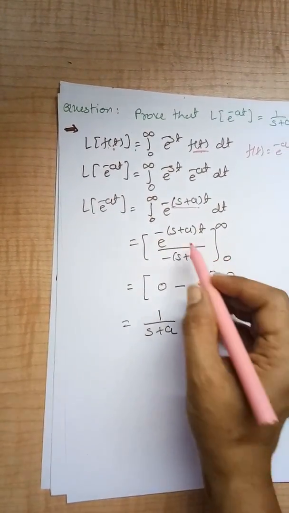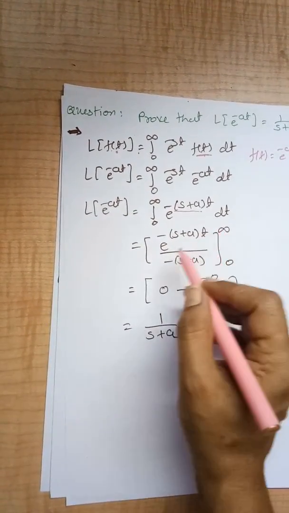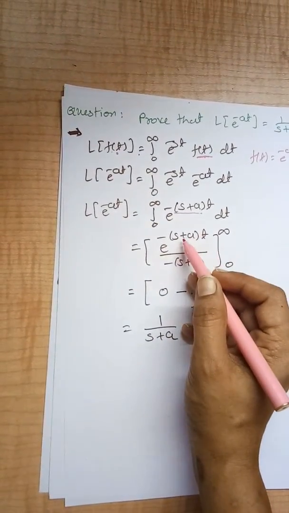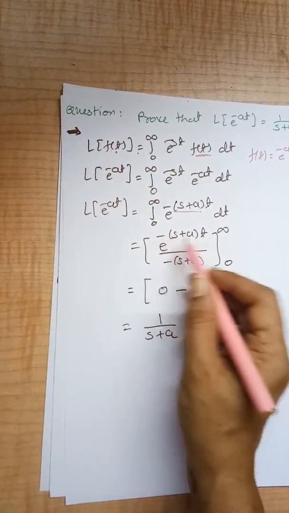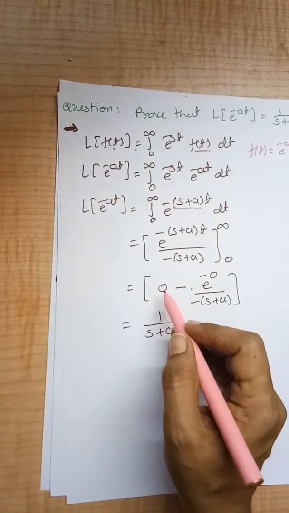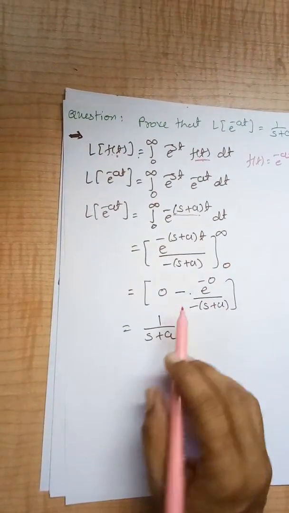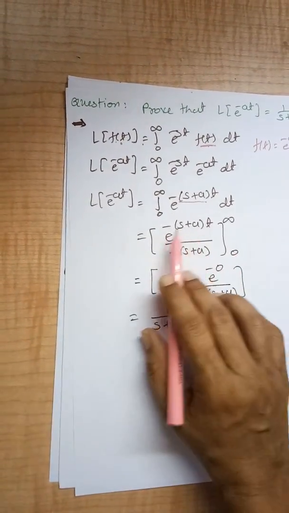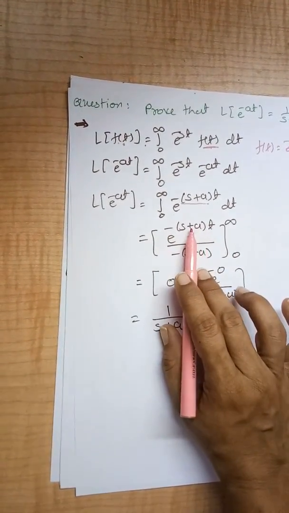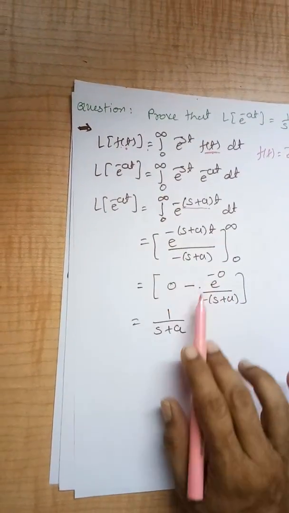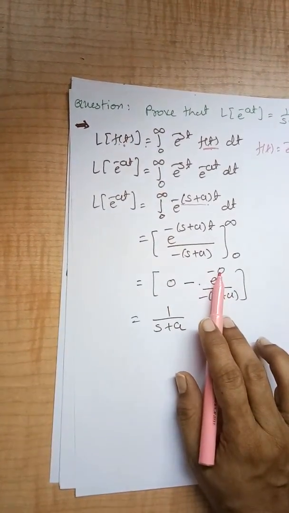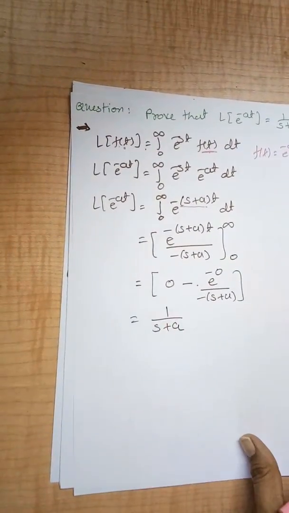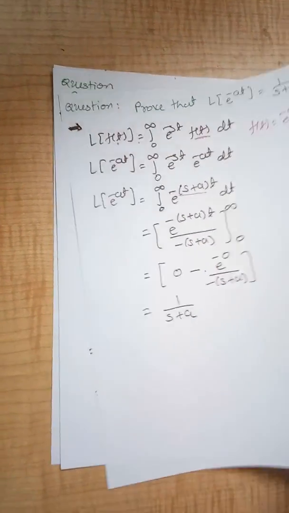Students, you already know, if we apply the upper limit, e raised to minus infinity into anything is e raised to minus infinity, which is 0. So if we apply the upper limit, our term is 0. When we apply the lower limit, e raised to minus 0 upon minus s plus a, e raised to minus 0 is 1, so minus minus plus, and our answer is 1 upon s plus a.